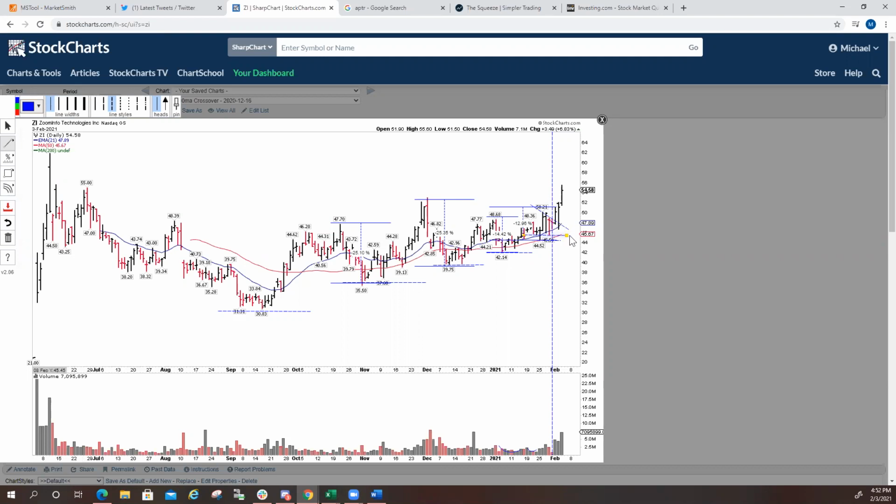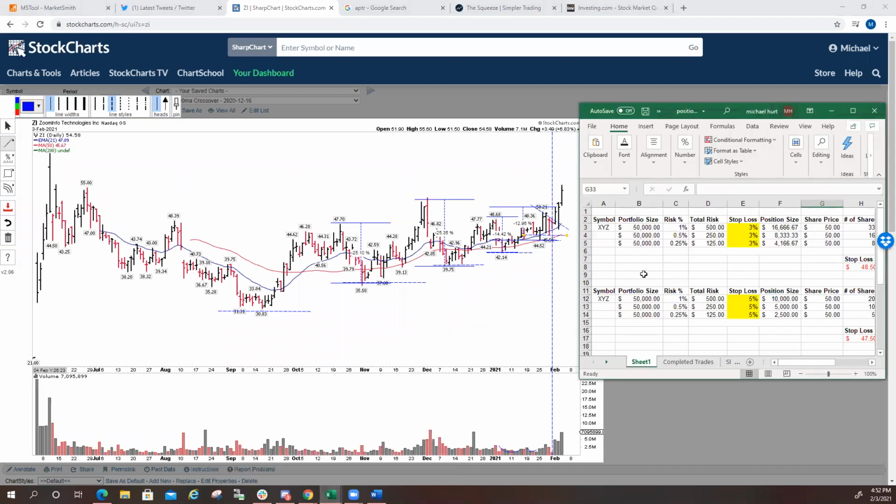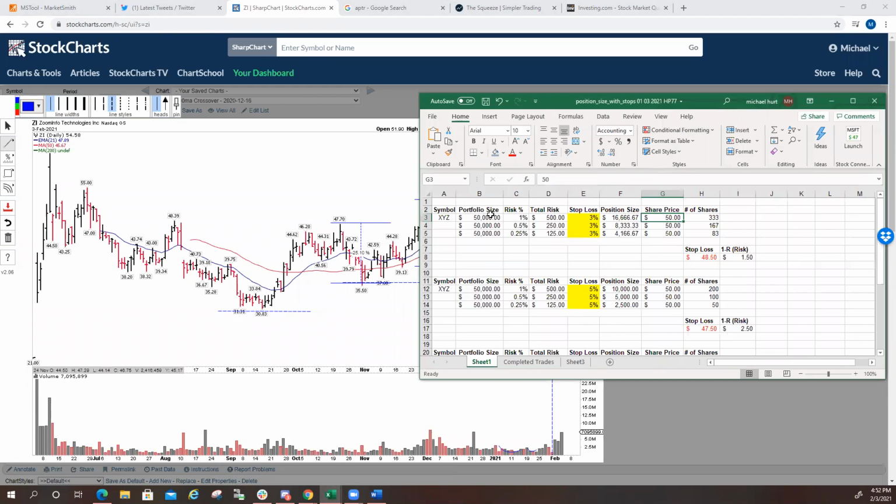So I entered yesterday on this test of the 21E. I think our average is around 48. So let's go to our $50,000 portfolio. Okay. So we could change our share price to 48 here if we want. Let's go ahead and expand this. There you go. So if it's a $50,000 portfolio, I'm not going to enter my total position yesterday.